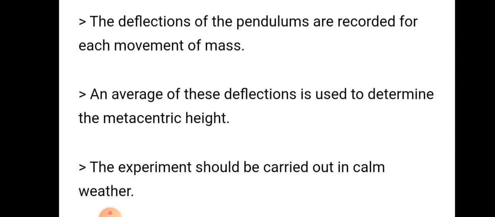The experiment should be carried out in calm weather. This is how we conduct the inclination experiment.